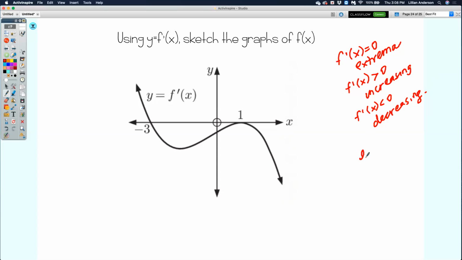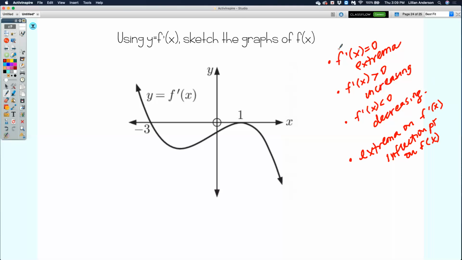Anytime we have any extrema on our first derivative, that means that we have some type of inflection point on the original. Okay? So all these things we need to keep in mind.